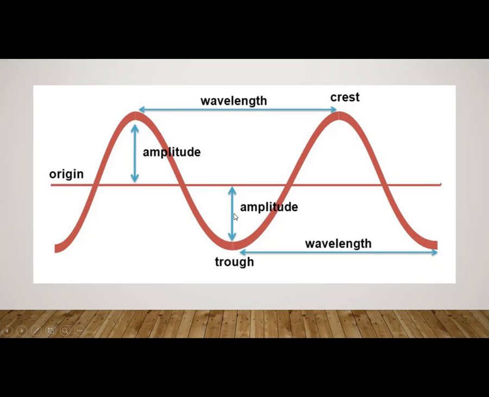And frequency refers to the number of waves passing through a point per second. The unit of frequency is hertz. The shorter the wavelength, the higher the frequency, and the longer the wavelength, the lower the frequency. So this is the frequency. It's just the number of waves passing through a point per second.